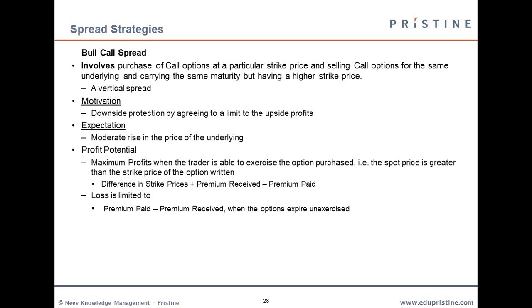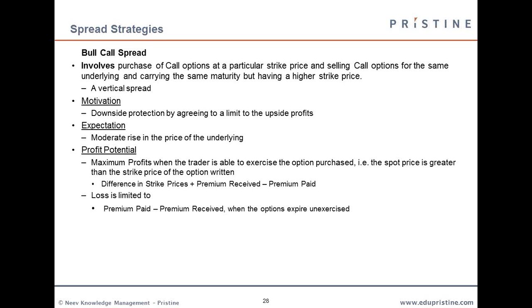Here, we purchase two call options, one at a lower strike price and another at a higher strike price, both having the same maturity. The one with the lower strike price is the one which we purchase, and the higher strike price is the one which we sell. I'm sorry, I said it is purchasing both, but actually we purchase the one which has a lower strike price and sell the one which has a higher strike price.